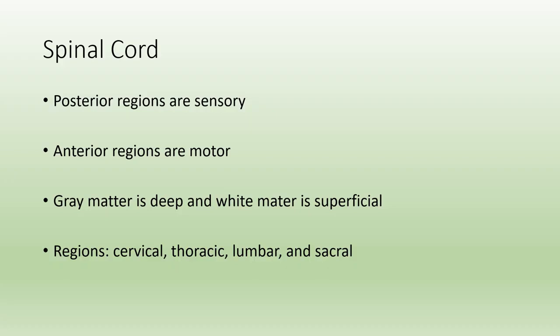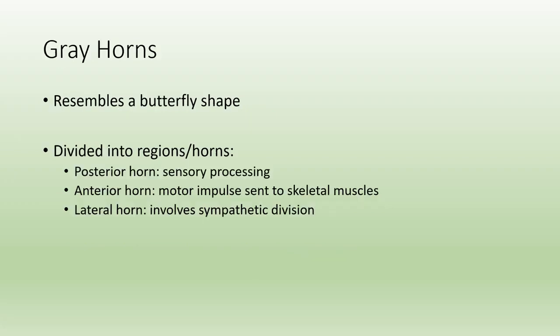We divide the spinal cord into different regions: the cervical, thoracic, lumbar, and sacral regions. When we look at a cross-section of the spinal cord, and we look at the gray area, we refer to those as horns. It kind of resembles a butterfly in the shape of it. So those horns, or those regions, are divided themselves on each side of the butterfly, if you will, into three parts. There's the posterior horn, the anterior horn, and the lateral horn.